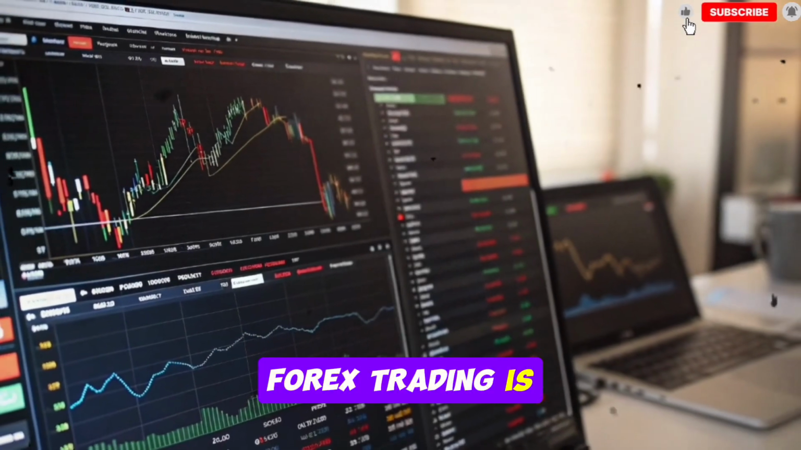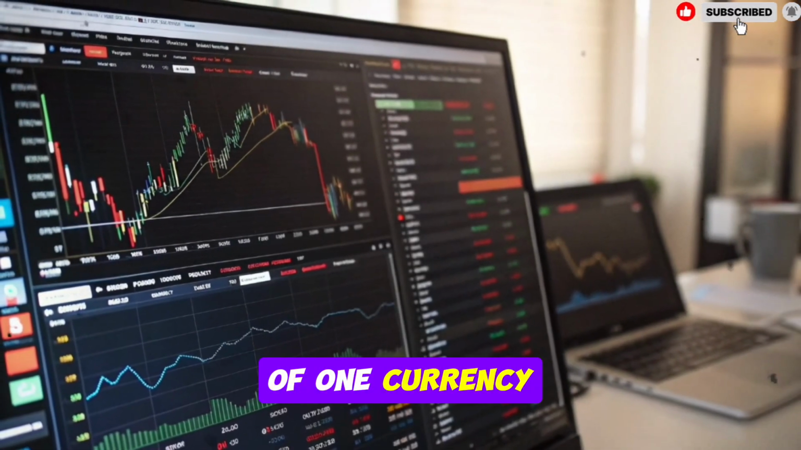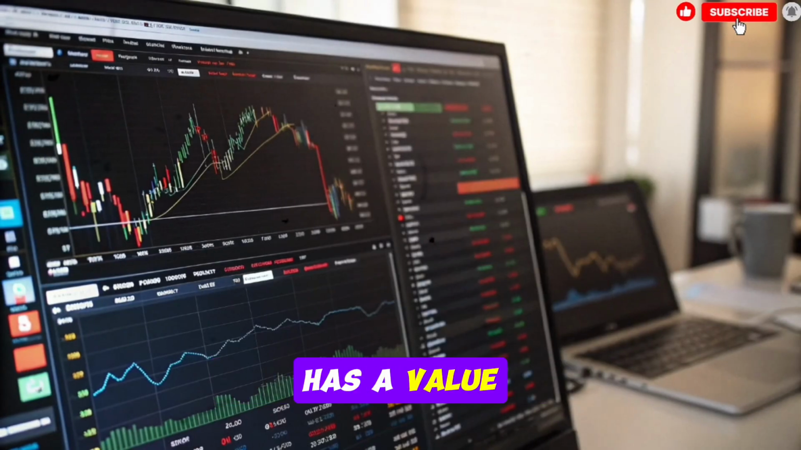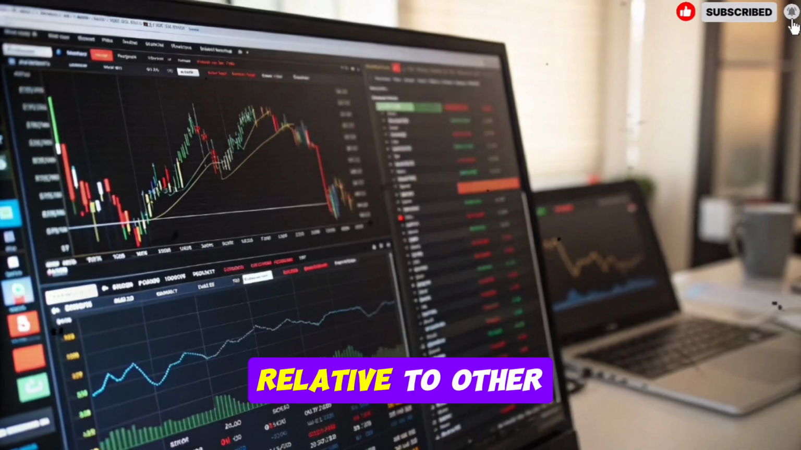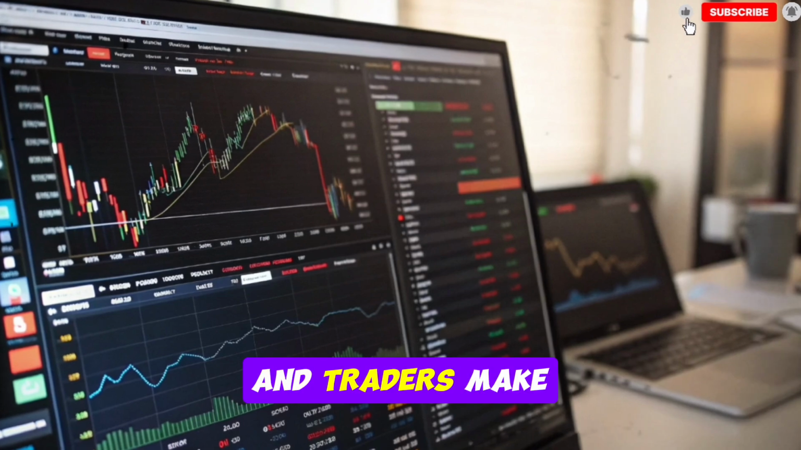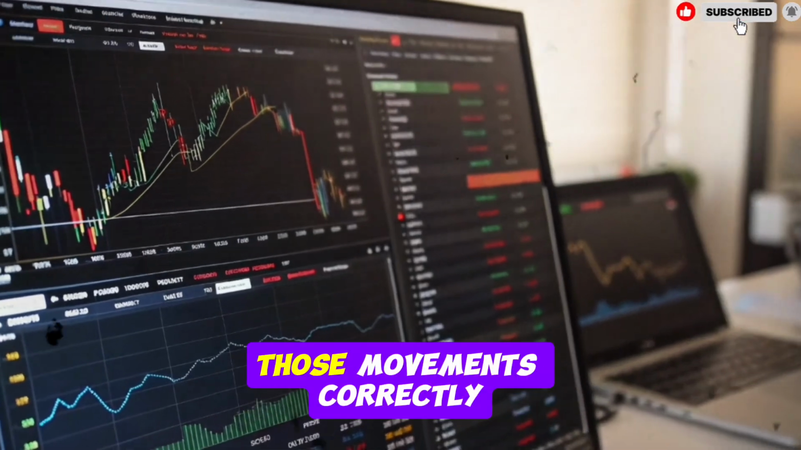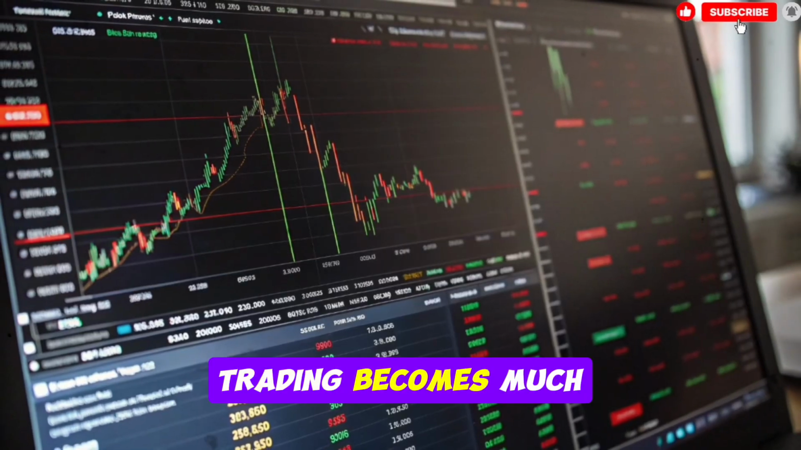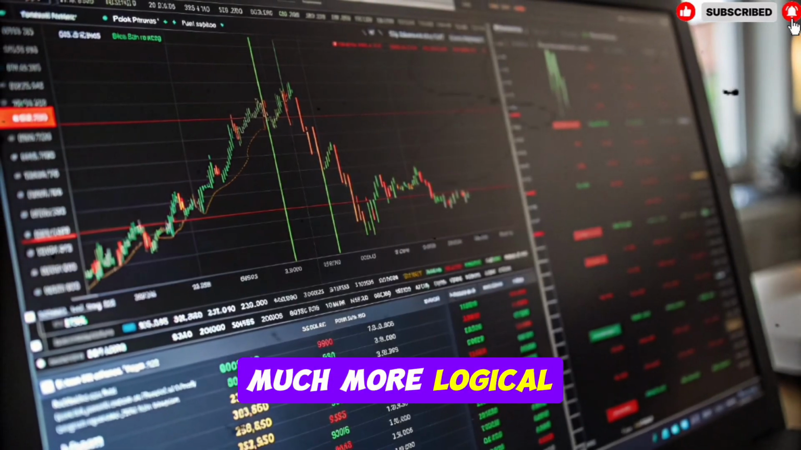Forex trading is simply the exchange of one currency for another. Every single currency in the world has a value that goes up and down relative to other currencies, and traders make money by predicting those movements correctly. When you understand this concept, trading becomes much less intimidating and much more logical.